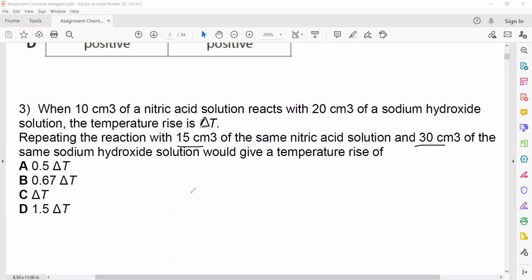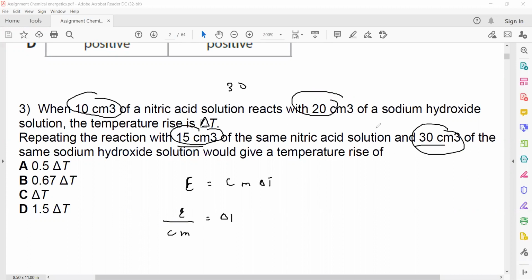What could be the answer for this? Keep in mind the relation between the temperature. We have the formula E equals C m delta T. This is the formula E equals C m delta T. So the temperature change is E divided by C m. Now, first what we did, the total volume of the solution, that was 10 and 20, the total volume was 30. In the second one, this is 15 and 30, so this is 45.